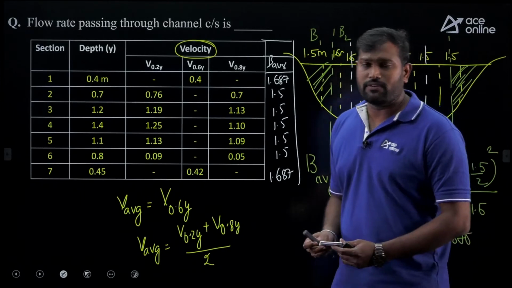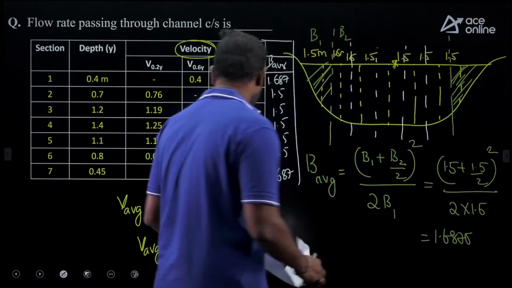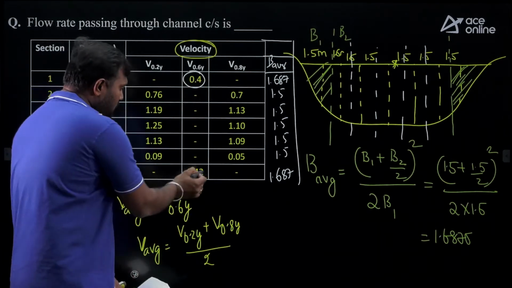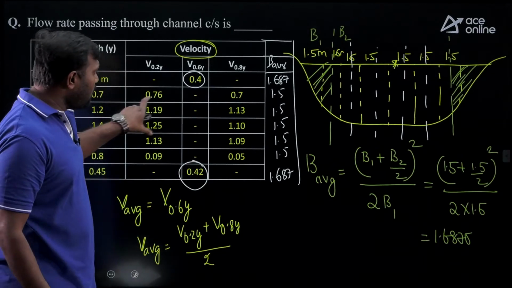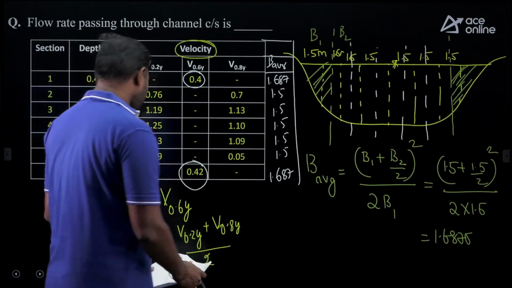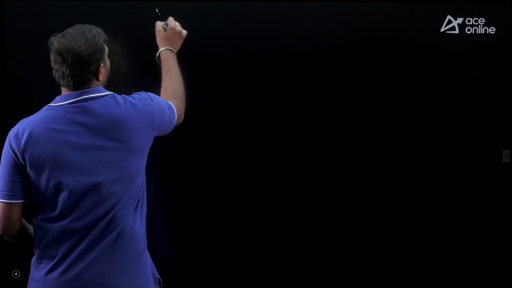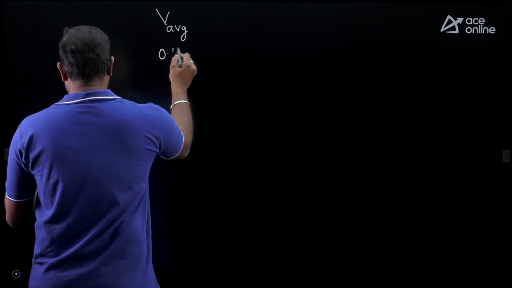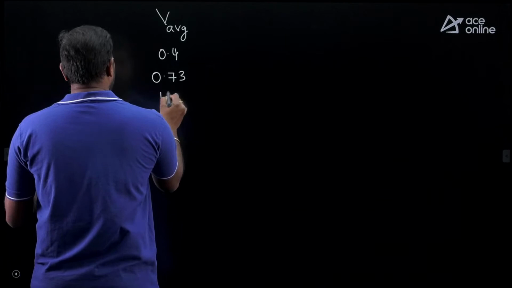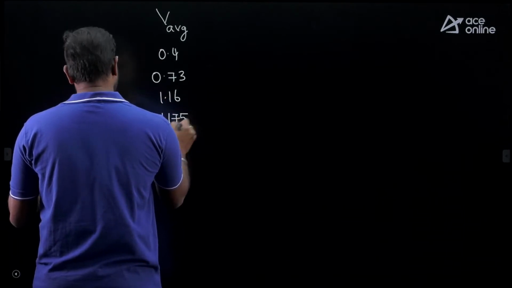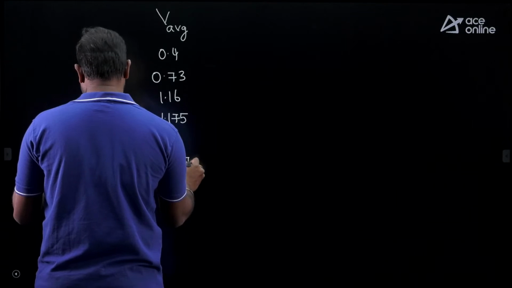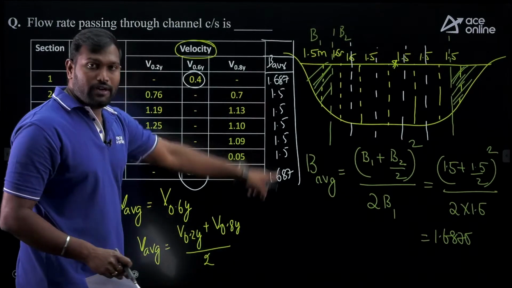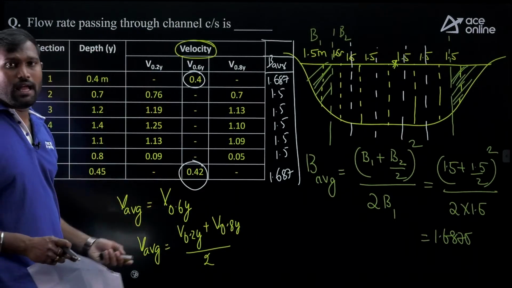So we have to find out the average velocity. For finding the average velocity, we use this formula. For the first one this is a direct value, and for the last one this is a direct value. But for the middle ones you have to take the average of those values. So if you find the average velocities for all the 7 sections, you will get 0.4, 0.73, 1.16, 1.175, 1.11, 0.07, and 0.42. So we have the width, we have the depth, and we got the average velocity.